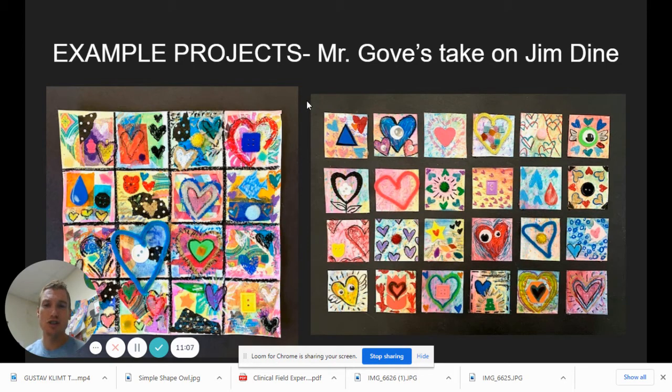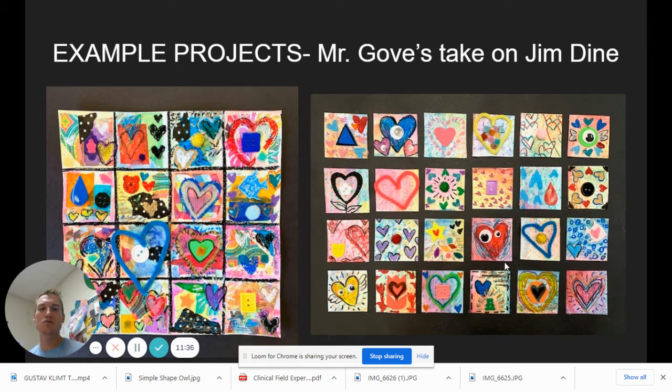Here's my take on Jim Dine. I broke up my paper into like a checkerboard. So I used a ruler and some math, and then I used a bunch of different objects to collage and then draw on top. I used some pipe cleaner. I used some buttons. I used some foam shapes. I used some tissue paper and then oil pastels and marker on top, just to make a lot of different textures and layers, just like Jim Dine would do.